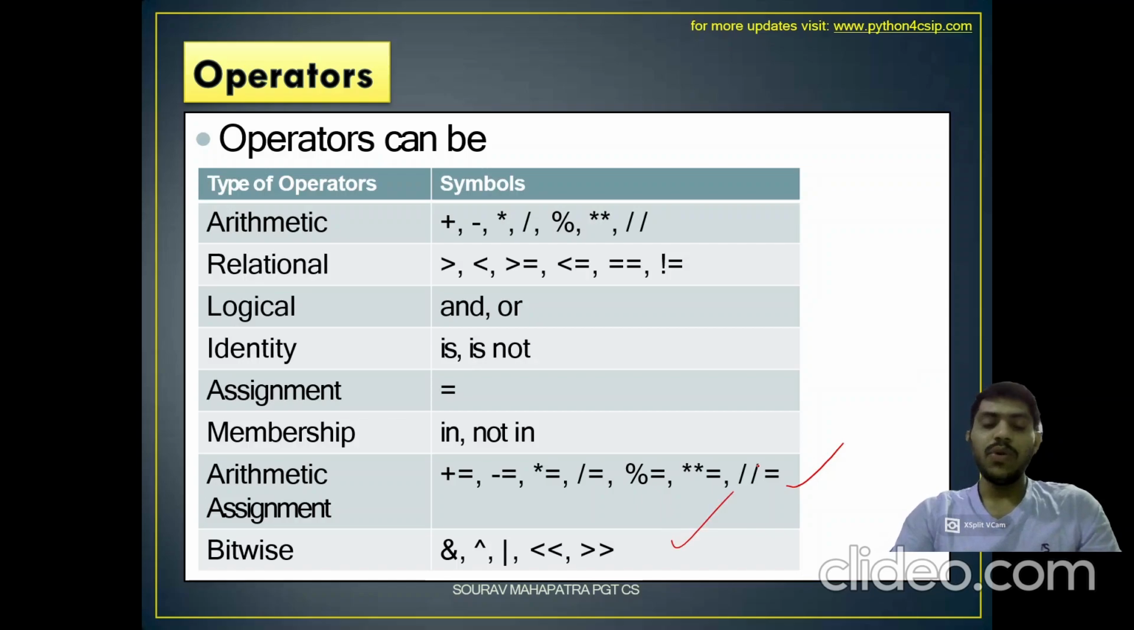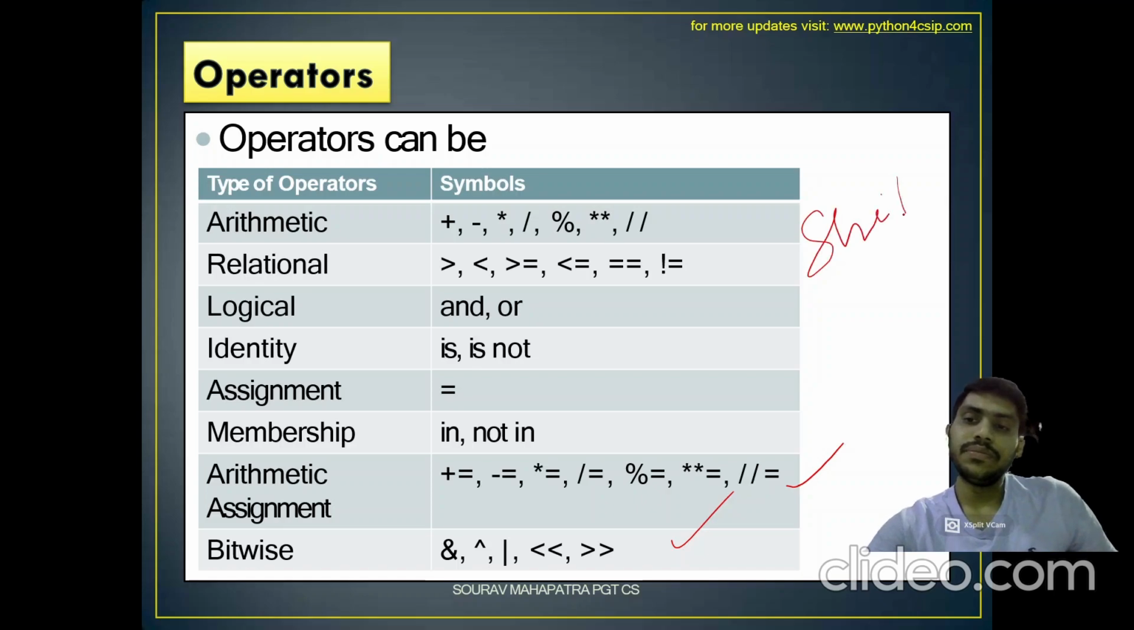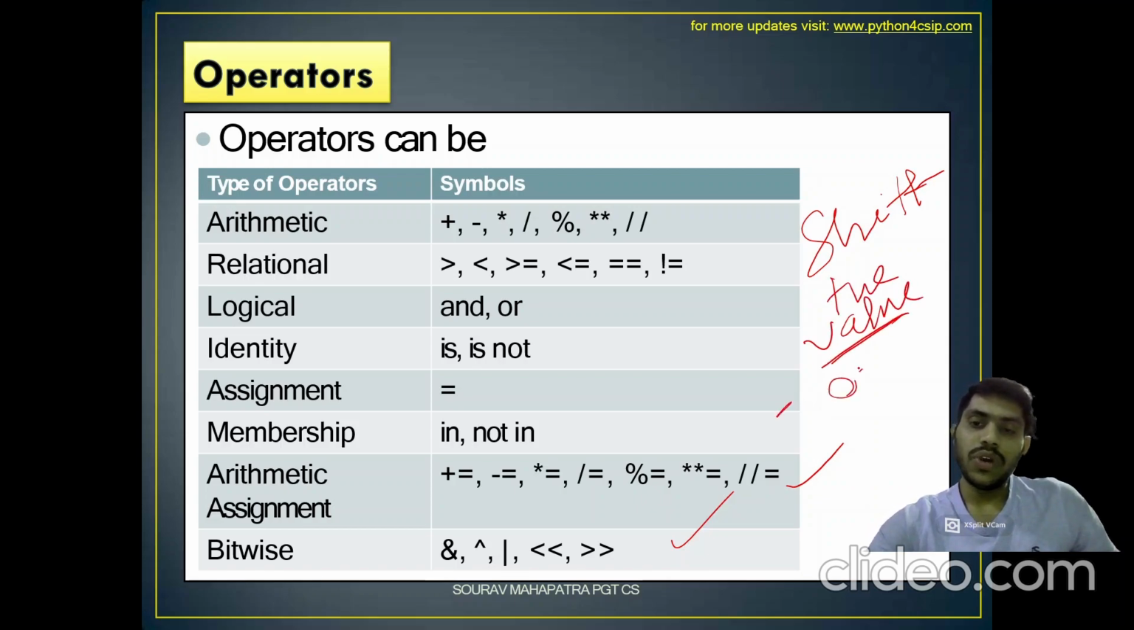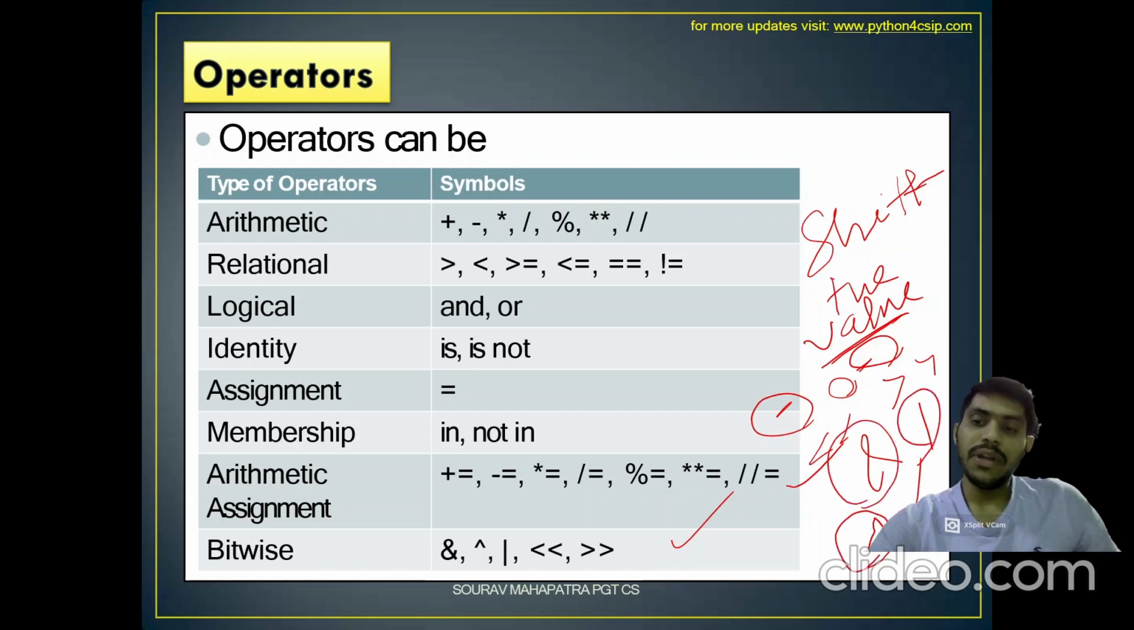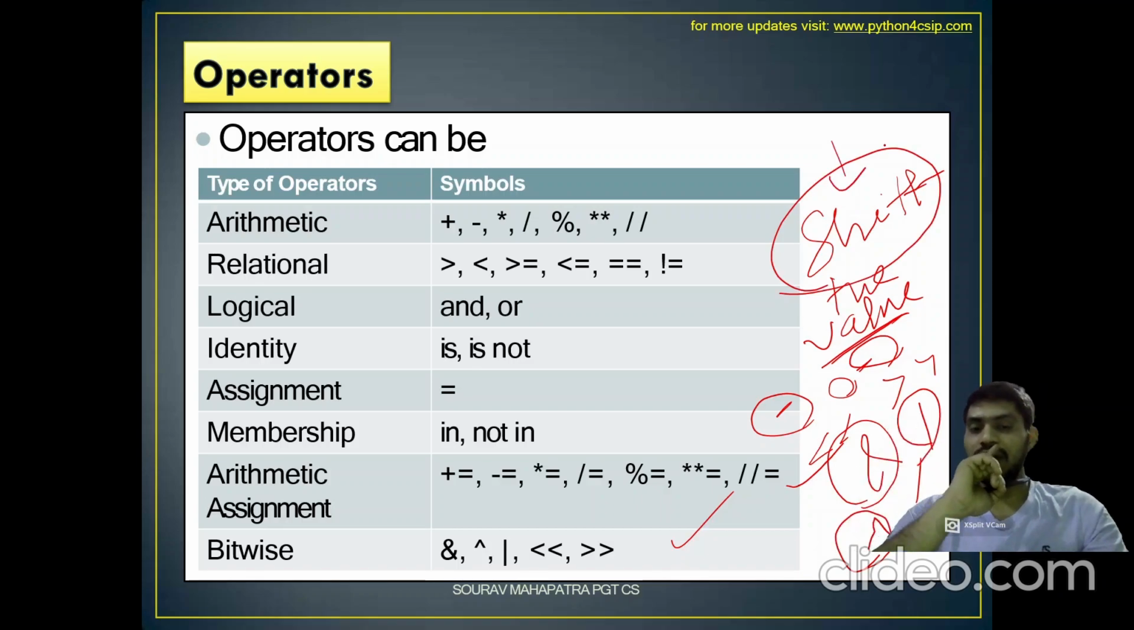Then bitwise. Bitwise means it is one operator where you shift the value. It works on some value. Take two values, and based on the two values, it will do right shift, left shift, bitwise AND, bitwise OR and bitwise XOR. So it has some particular work based on some particular value. Shift the value or work on a particular value. So these are the main operators you will get.